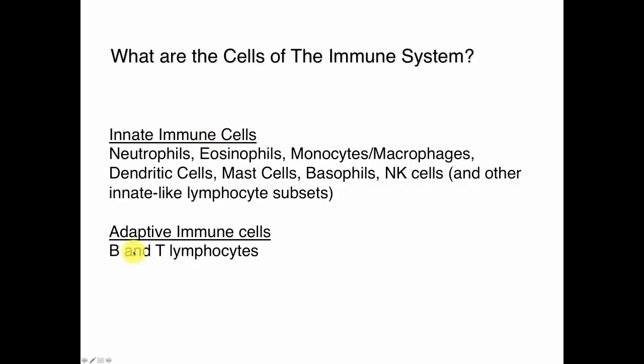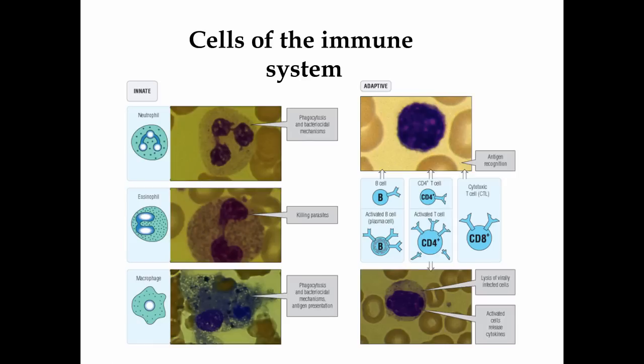And then there's adaptive immune cells that are primarily categorized as B and T lymphocytes. And this is what some of these cells look like. Some of you have had more experience in looking at some white blood cells under the microscope and peripheral blood smears. This is a picture of a neutrophil, and you can see that its nucleus is multilobulated and has fine azurophilic granules in the cytoplasm.